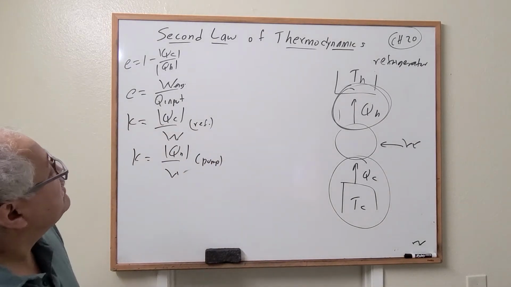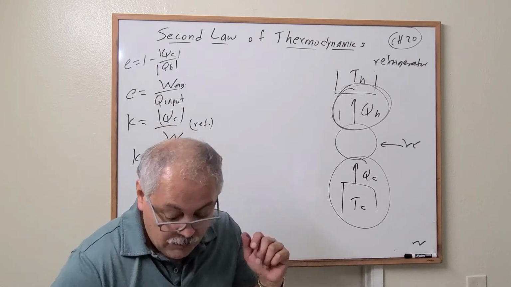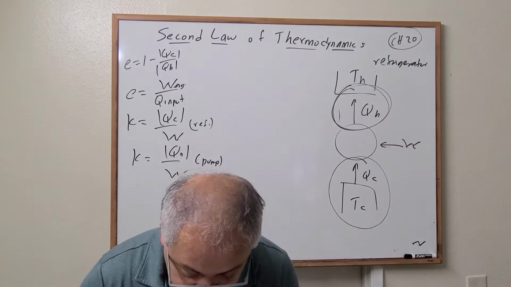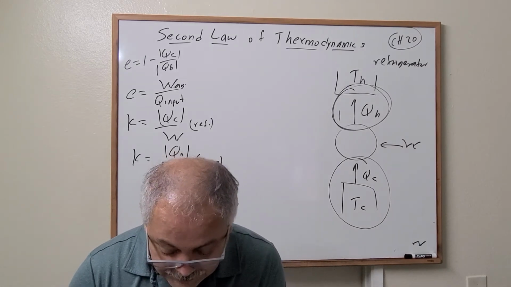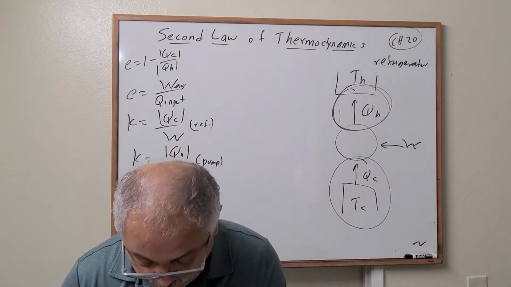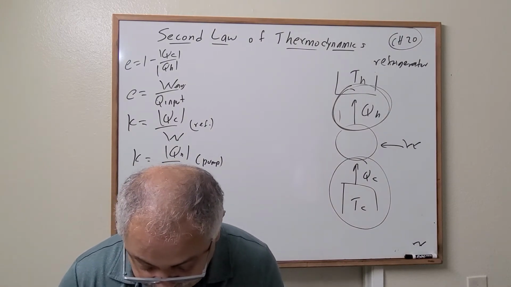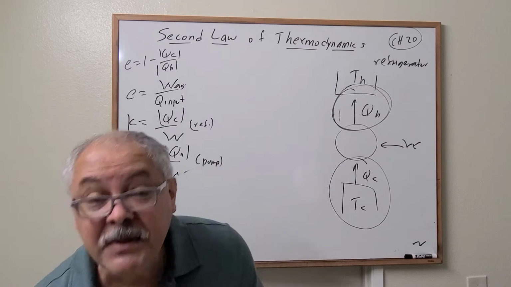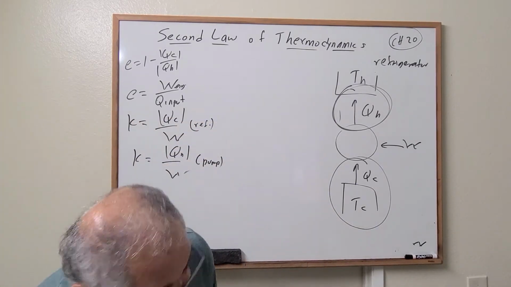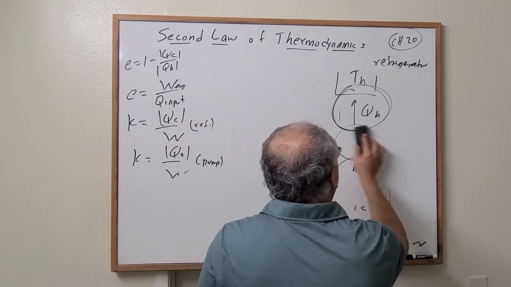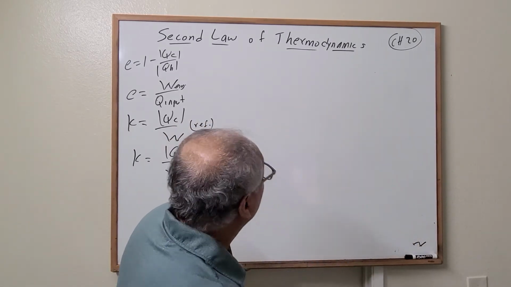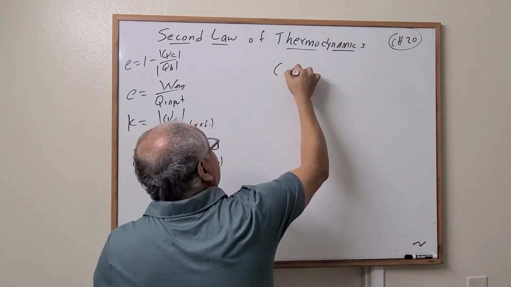When do we get the maximum efficiency possible? Well, when we use the Carnot cycle. The Carnot cycle is the cycle that represents the maximum efficiency. Perfect. And this is the picture for this cycle. Okay, we have the Carnot cycle.